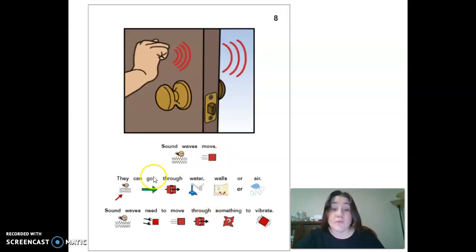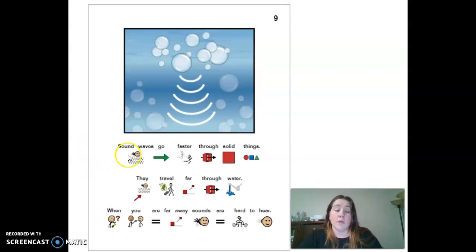Sound waves move. They can go through water, walls, or air. Sound waves need to move through something to vibrate. Sound waves go faster through solid things. They travel far through water.